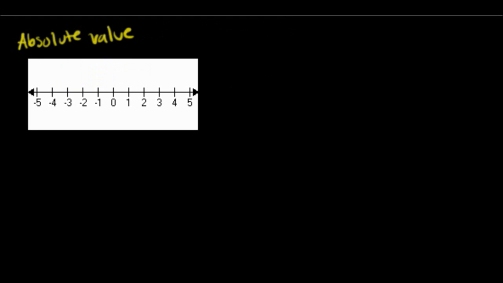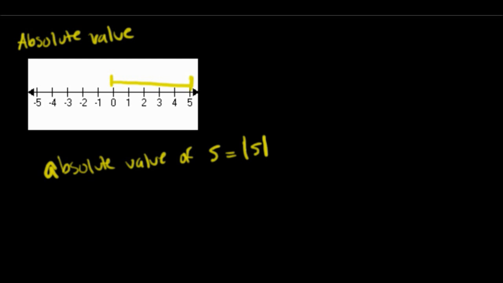Now we're going to look at absolute value. Absolute value of a number is its distance from 0 on a number line. For example, the absolute value of 5 would be 5 because if you look at it on the number line, 5 is 5 units away from 0. If we look at the absolute value of -5, we see that that is also 5 because it is also 5 units away from 0. Values in absolute value will always be positive.